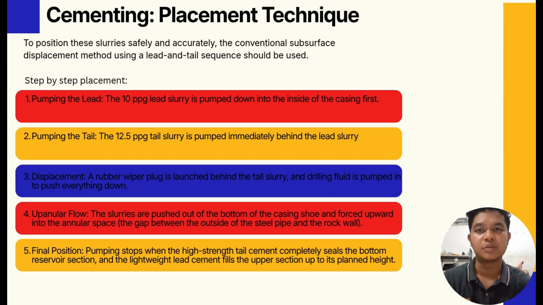So moving on to the placement technique, we use the conventional subsurface displacement method using a lead and tail sequence. So these are the step-by-step placements. First, we pump the lead, followed by pumping the tail slurry behind it, and we launch the rubber plug behind the tail, and the slurry is pushed out of the bottom of the casing shoe and pushed outward into the annular space. And lastly, the pumping stops when the heavier cement settles at the bottom, and the light cement fills the upper section at its planned height.